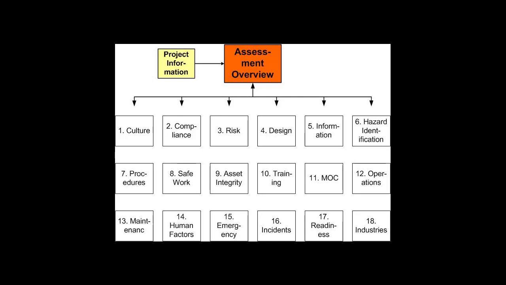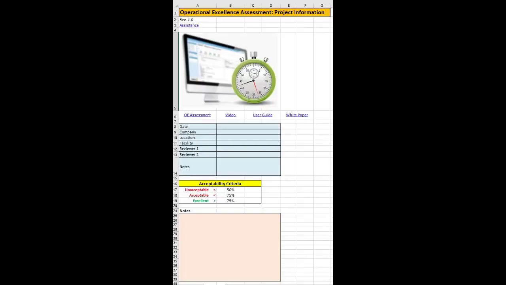Now let's take a brief tour of the system, starting with the Project Information Worksheet. Here is the blank Project Information sheet. At this point, there is no information in it. The top two lines show the title of this worksheet and the revision number. The next line down is Assistance. This link will take you to a PDF document that provides help to do with using this worksheet.